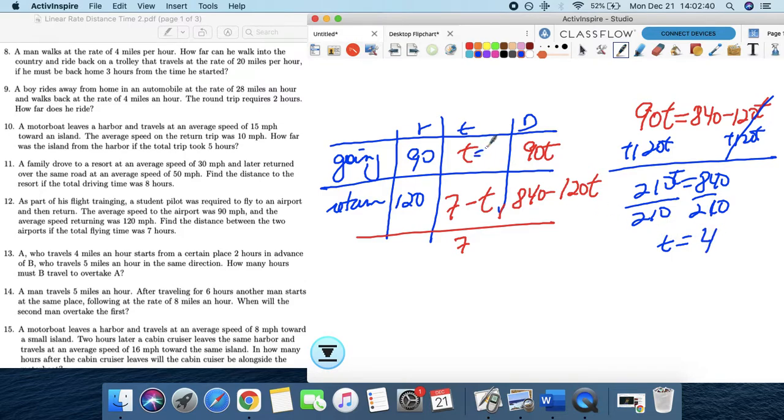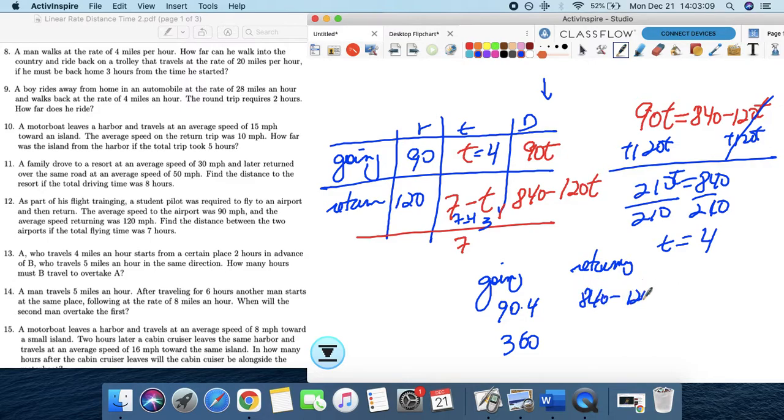So the time flying to the airport was 4. The time coming back would be 7 minus 4, which is 3. That's not what we want. We actually want the distance. So we can go into the distance column. Going is 90t, right? So here's the going. You find the distance. It's 90 times 4, which is 360 miles. So that's the distance between both airports. It doesn't matter if you substitute it here or in the return trip because they're the same distances. But just to check, 840 minus 120 times 4, it's 840 minus 480, which is 360. Look, you get the same. Obviously, this is just confirmation that we are good.